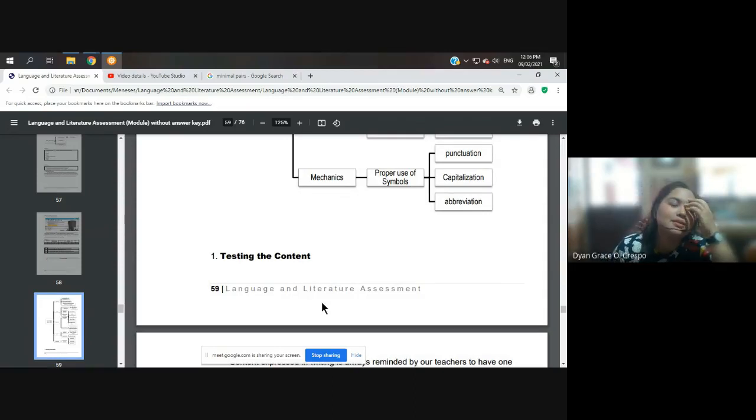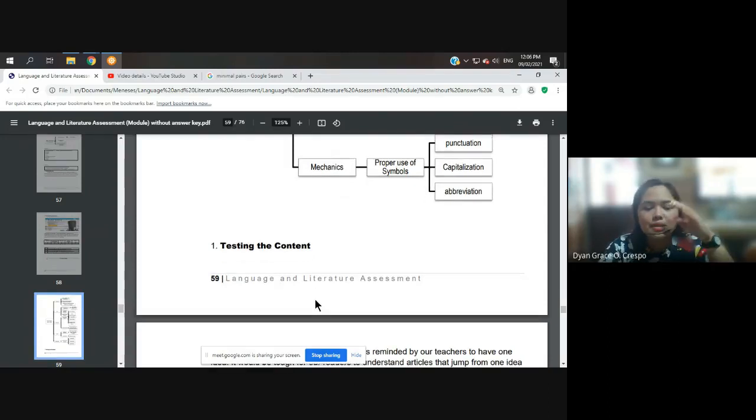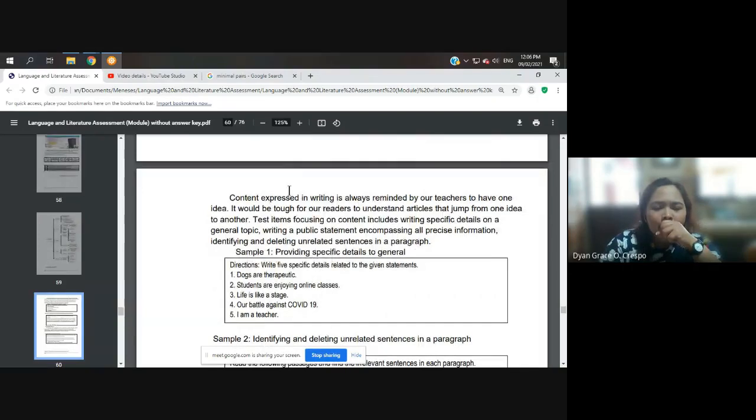So when it comes to writing, it's actually very hard, very tedious. Kasi babasahin mo na, tinitignan mo pa yun. So when we test the contents, here are some examples. Content expressed in writing is always reminded by our teachers to have one idea. It is said that an essay actually is one idea. Kaya lang, it's a collection of different ideas that are related to one idea. When we write an essay, especially in an essay writing contest, we have five paragraphs. So the introduction, the body must have three, and then the conclusion. But sometimes three, four is an acceptable number. So, it's very important to express it.